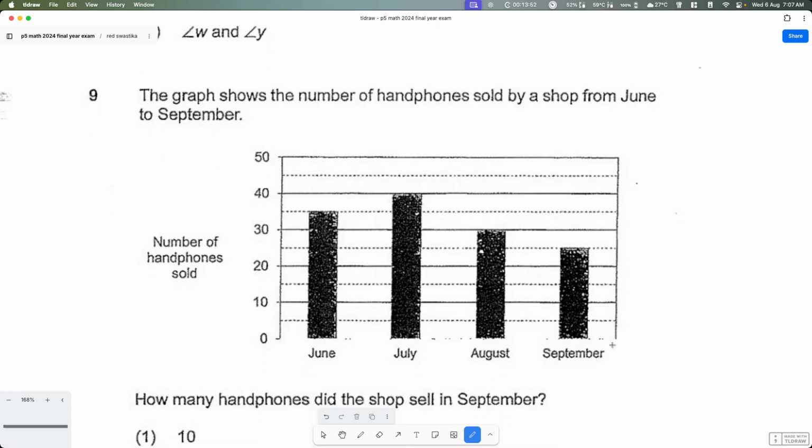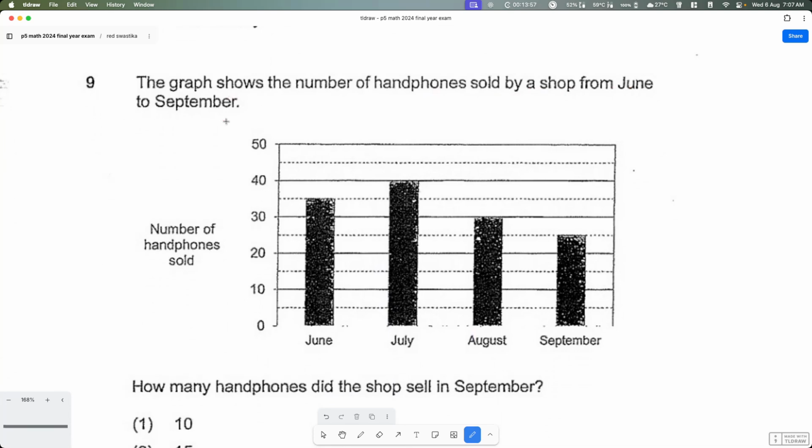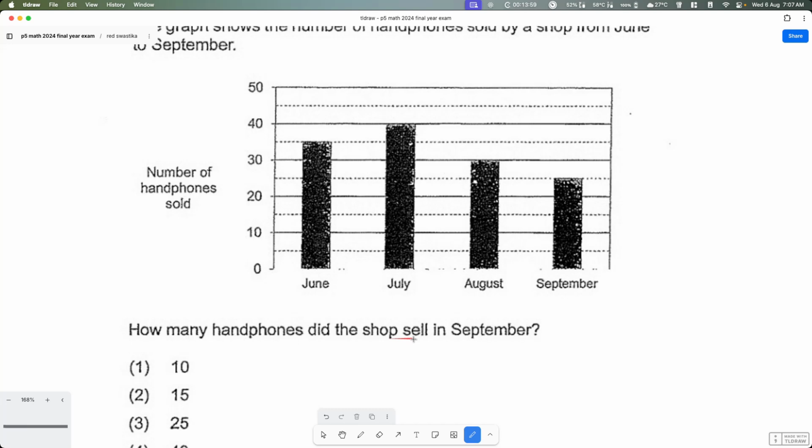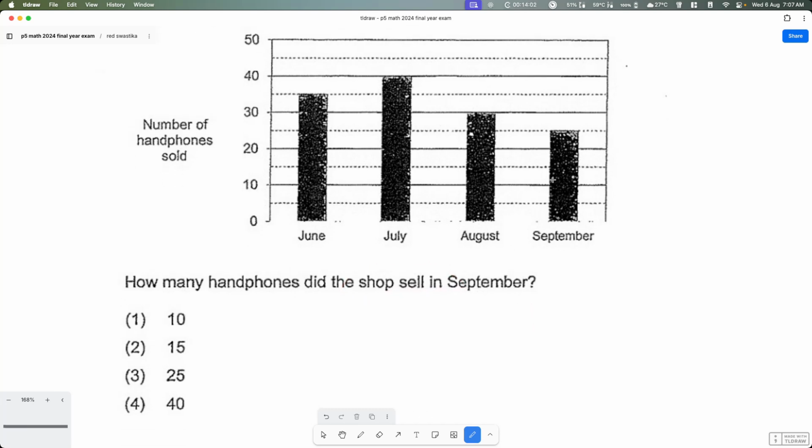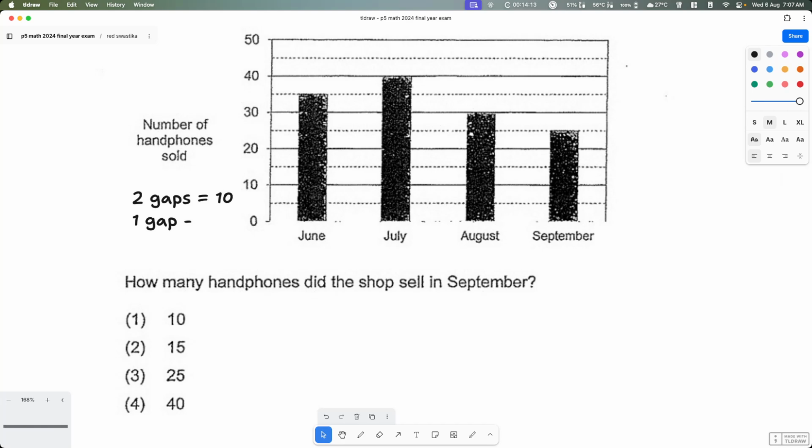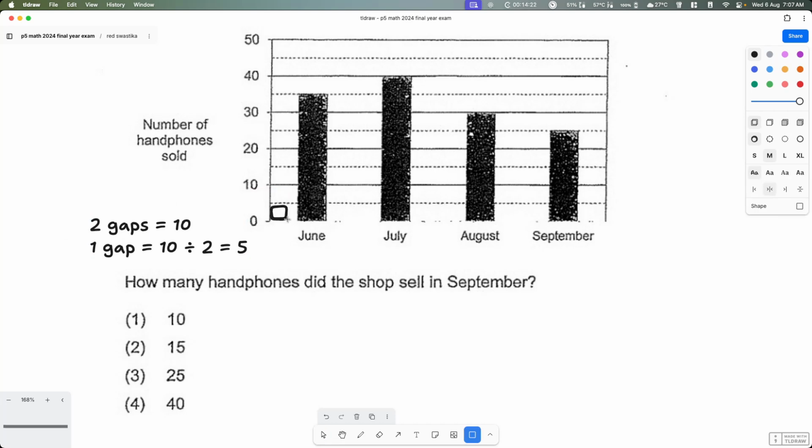Okay, it says here the graph shows the number of handphones sold by a shop from June to September. How many handphones did the shop sell in September? Okay, so we see over here there are two gaps, 1 and 2. So you always look for the gaps. So 2 gaps go to 10, so 1 gap is equal to 10, and then we divide it by 2. Okay, and this will give us 5. So we have 5 per gap over here, right? A rectangle, something like this, 1 and 2.